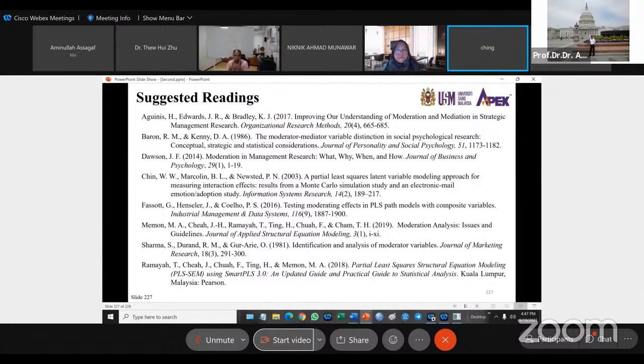Mediation also, if you have all three variables tested together, you are also replicating. Correct? Okay. You have independent to dependent, that's one literature. Then you have independent to mediator, another literature. Mediator to dependent, third literature. So you have three different literature. You put them together in an integrated model. That is your contribution for mediation.